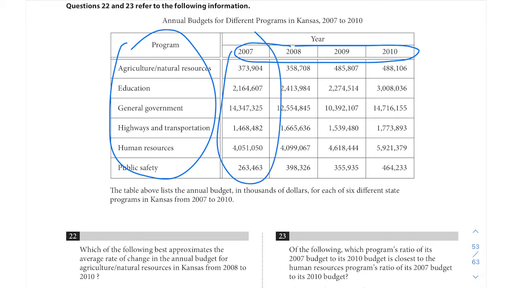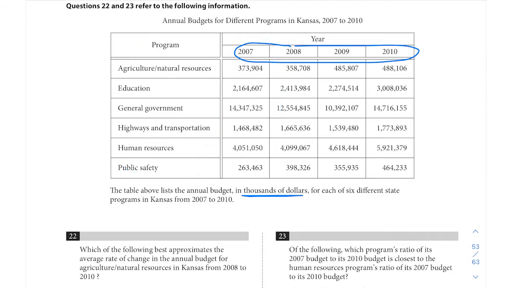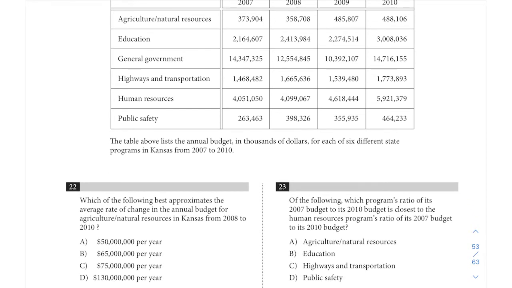So these are going to be dollar amounts, and below the table it says that these are in thousands of dollars. So whenever you're going to dive into some questions that are going to refer you back to a figure or table, it's helpful to at least briefly look at the figure or table and make sure you have a general understanding of what kind of information is there. So now that we have an overview, let's take a look at question 22.